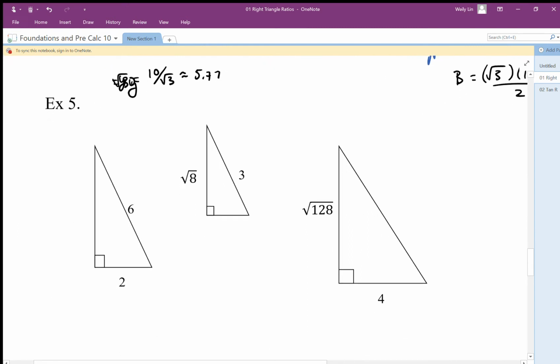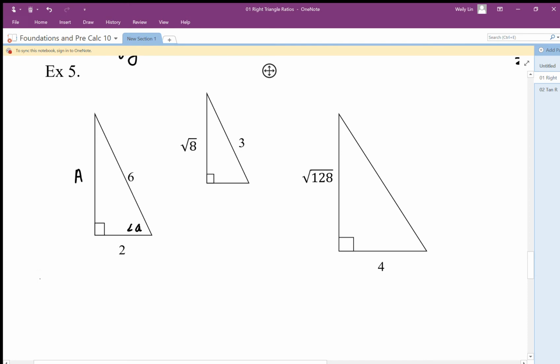We're going to use exact values in this problem. We're going to try to avoid the decimals so we can get used to using exact values. If you want to confirm the exact values on your calculator, go right ahead, but we're going to use these exact values here. So here we have 2 and 6. Using Pythagoras, I'm going to find the third side. Let's call this angle A, and I'll call this side A.